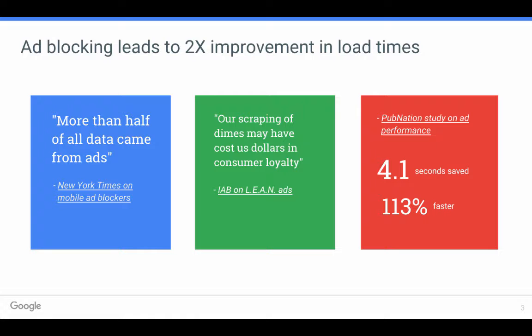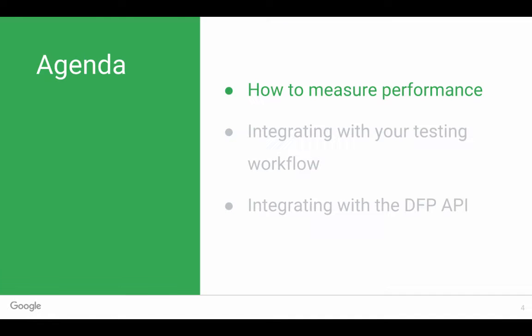How can you actually make sure that you're not hurting user experience in this way? And how can the DFP API help you do it? That's what we're going to talk about. First, we'll cover how to measure performance in a one-off case, what tools and techniques you can use. Then we'll talk about integrating with your existing testing workflow. How can you bring that one-off case into a repeatable, automated, programmatic way? And finally, where does the DFP API come in? How can you build this end-to-end workflow and validate every creative that comes into your network?